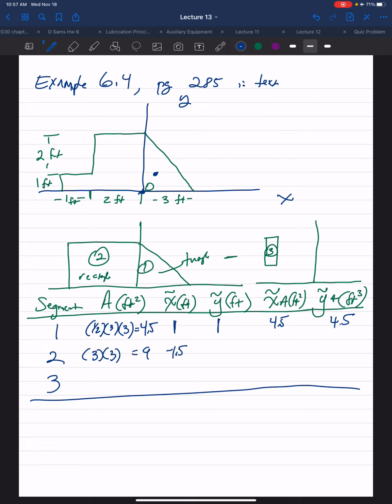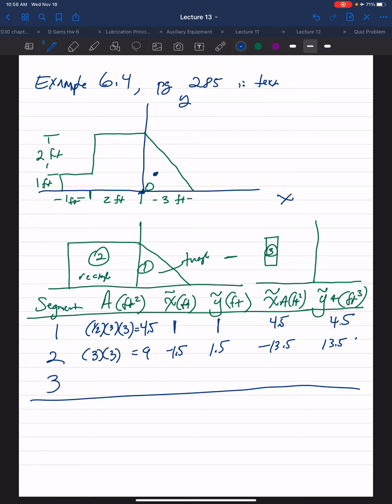The coordinate for the centroid in the y direction will be positive 1.5 feet. Therefore, my x wavy bar A is negative 13.5 cubic feet and positive 13.5 cubic feet for y wavy bar A.